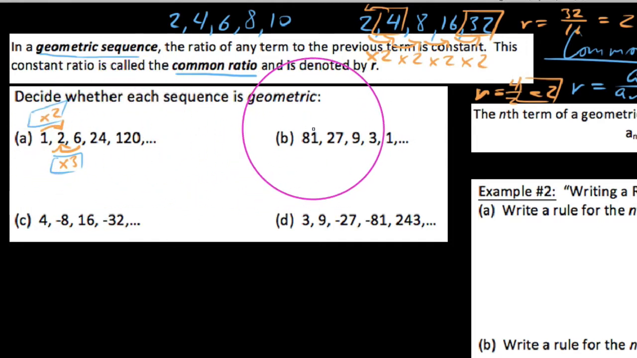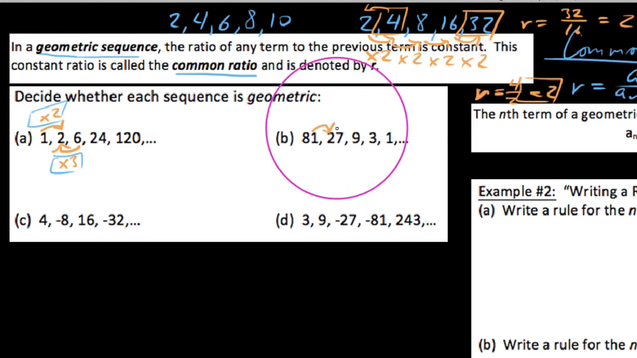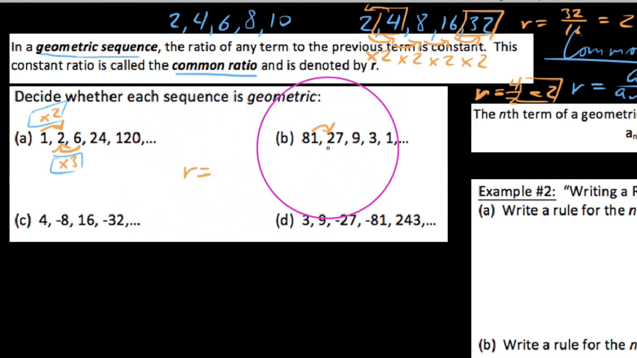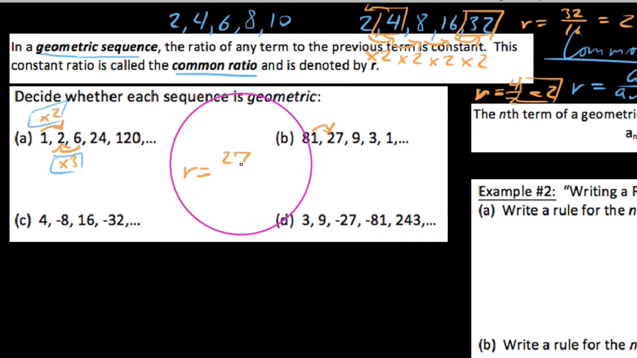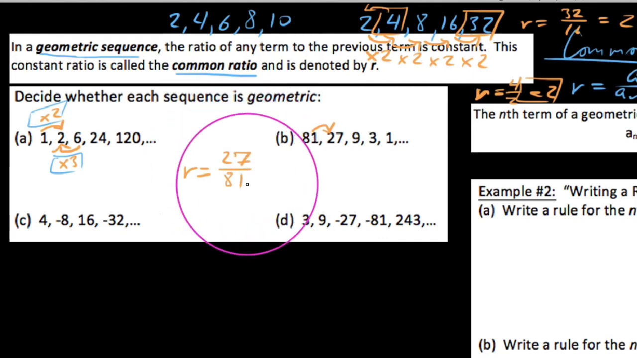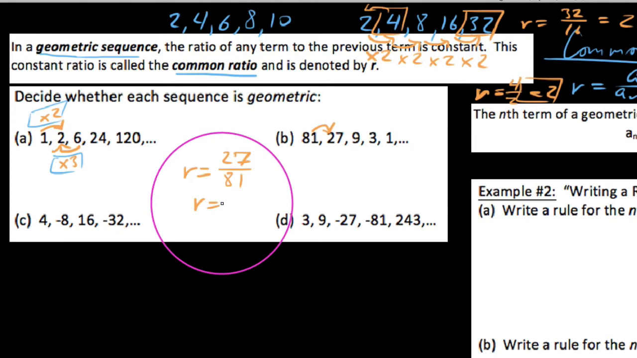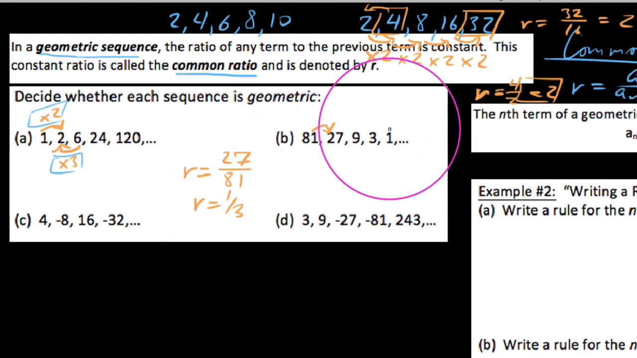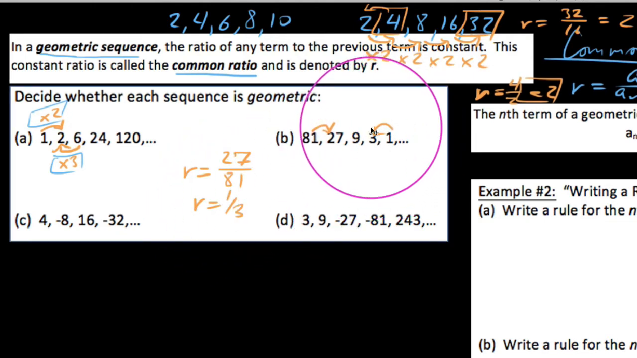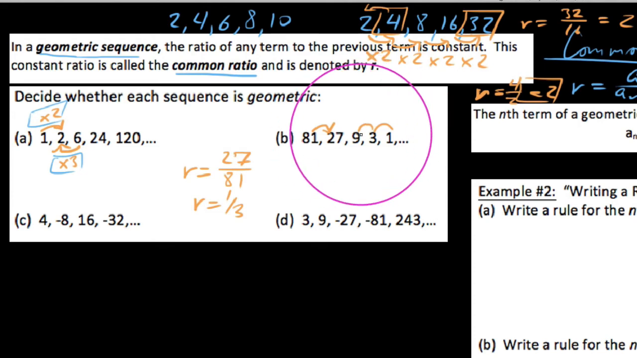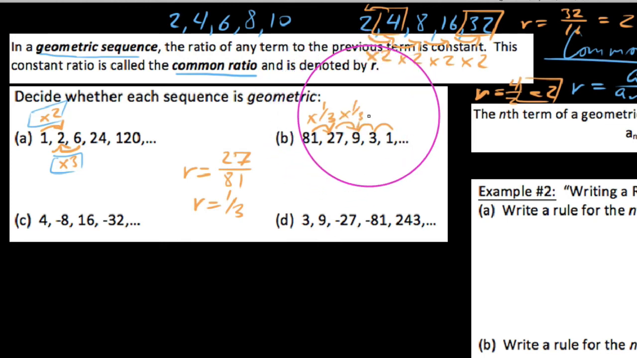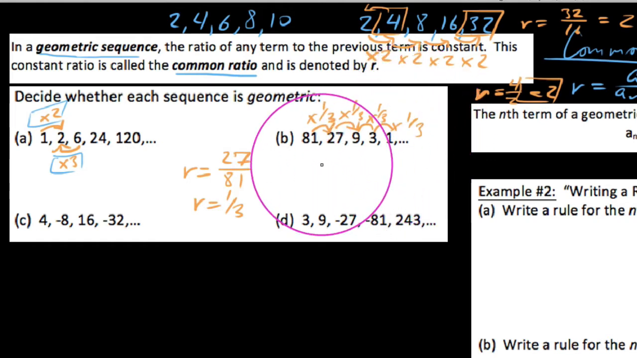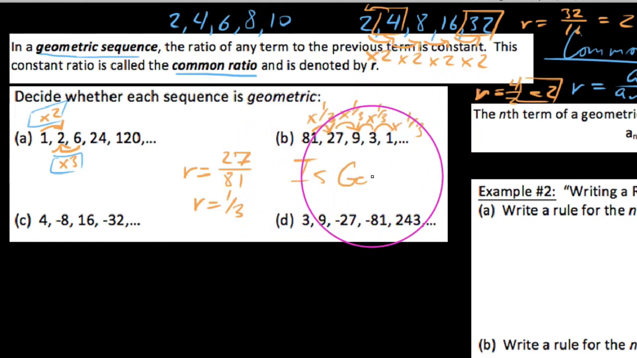Letter B: what could I multiply 81 by to get 27? To come up with a common ratio, you take a number like 27 and divide by the term right before it. So 27 over 81 reduces to 1/3. If we took 1 divided by 3, we get 1/3. If I took 3 divided by 9, I'd get 1/3. So we're multiplying by a common ratio of 1/3 every time. This is a geometric sequence.